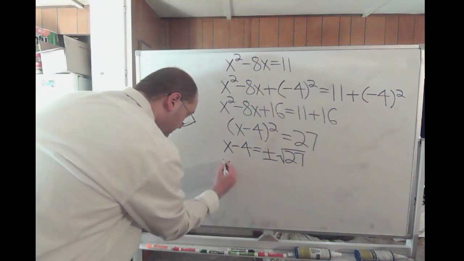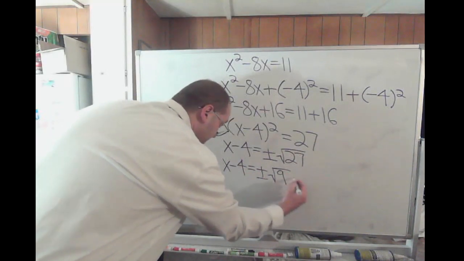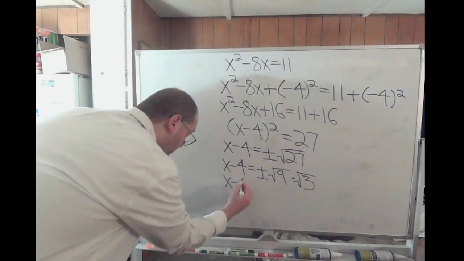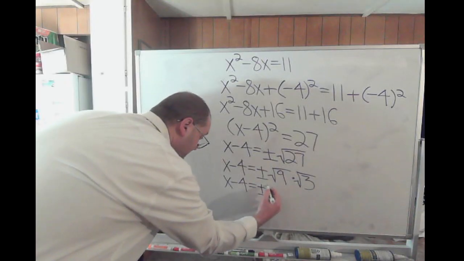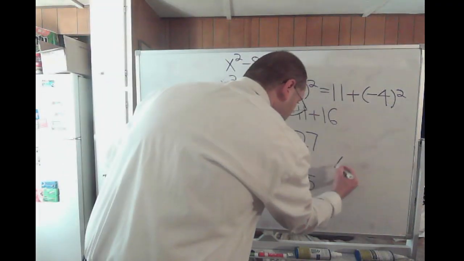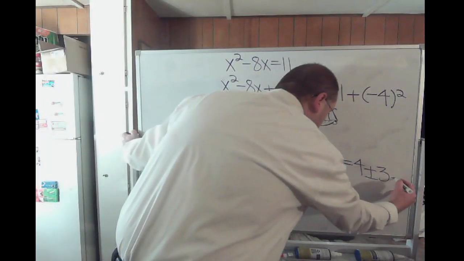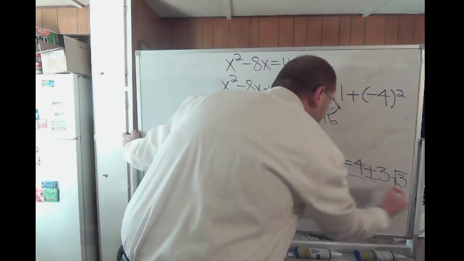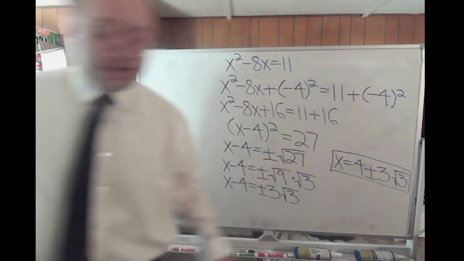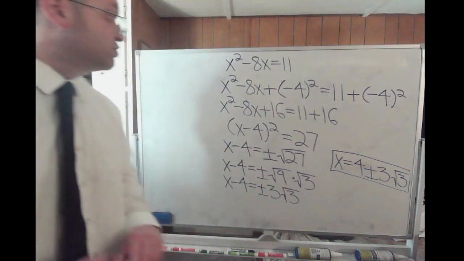Which we know the square root of 27 does break down further. It breaks down into the square root of 9 times the square root of 3, which means x minus 4 is equal to both plus and minus 3 times the square root of 3. So therefore x would equal 4 plus and minus 3 times the square root of 3. And that would be your answer, or I should say answers, because there's actually two answers since you have both plus and minus that. So x equals 4 plus and minus 3 times the square root of 3.